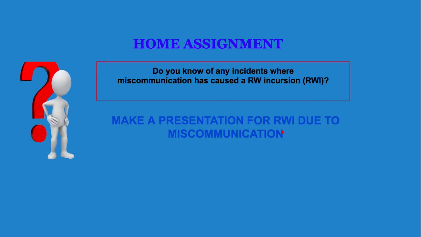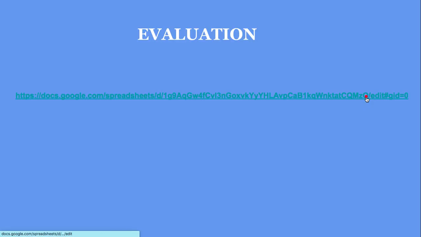Now please, home assignment. There is a question for you to think over. Do you know of any incidents where miscommunication has caused a runway incursion? Now please, at home, make a presentation on this question due to miscommunication. We'll work on your presentation in the next lesson. Okay, next is evaluation.